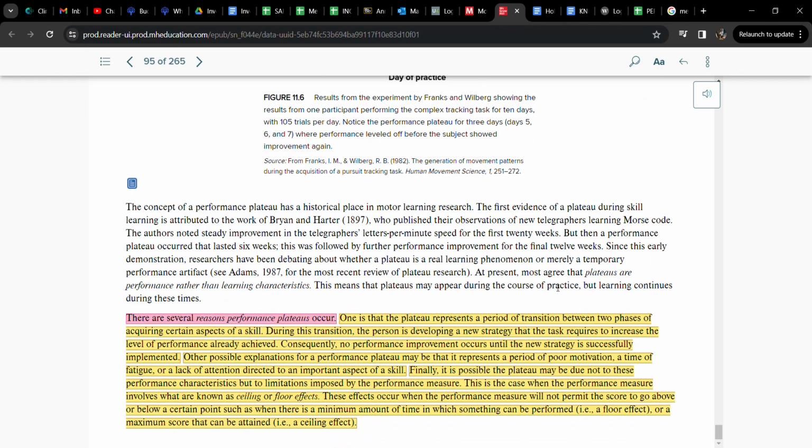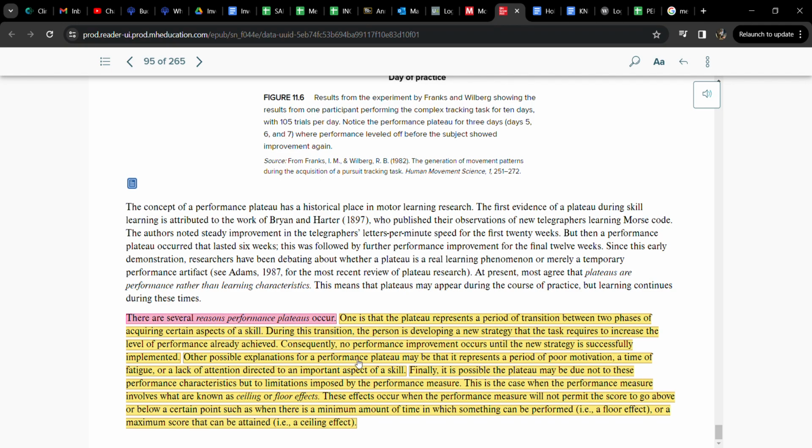Now, there are several reasons why plateaus occur. One is that the plateau represents a period of transition between two phases of acquiring certain aspects of a skill. During this transition, the person is developing a new strategy that the task requires to increase the level of performance already achieved. Consequently, no performance improvement occurs. So, again, you might be figuring out a new way to do something, and that's the first reason why you don't improve.